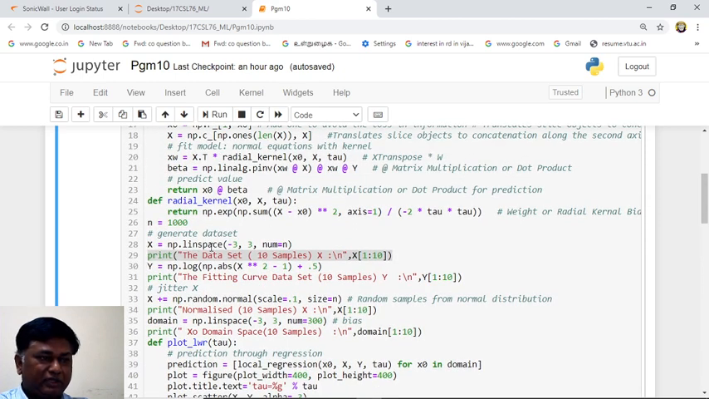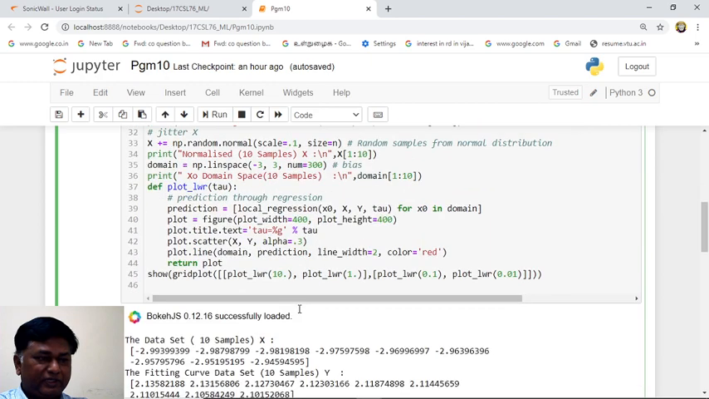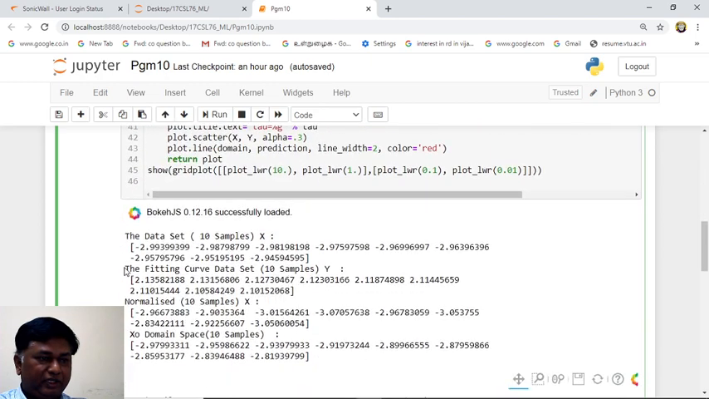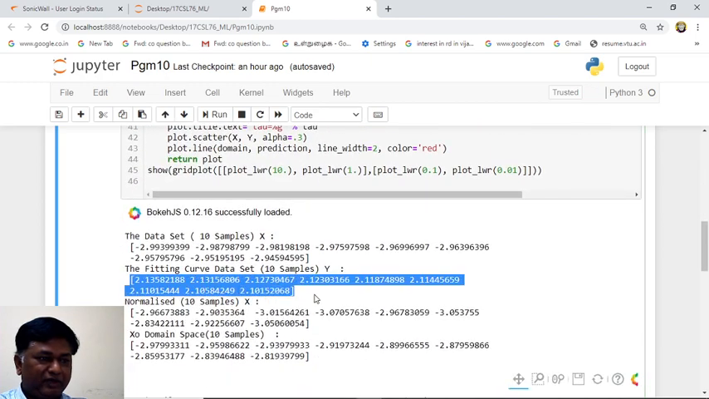Then y. X is given. Now y, y is following x square, so like a parabola curve it will come. X square minus 1, it is one equation. We expect this y will predict your x by adjusting your tau value. So that y value is also printed, some sample y values we are printing here.